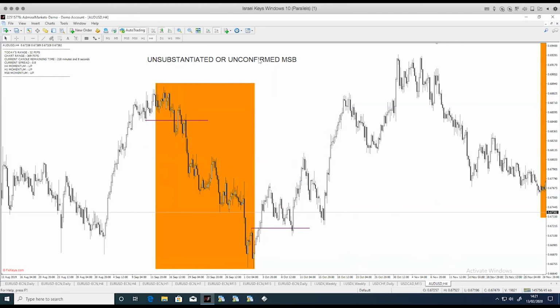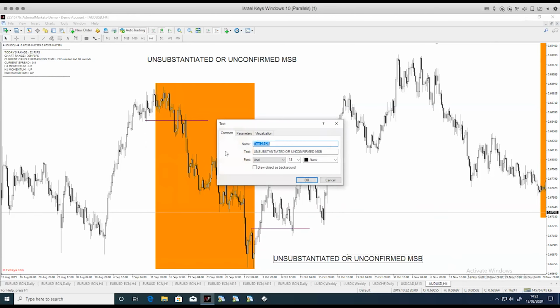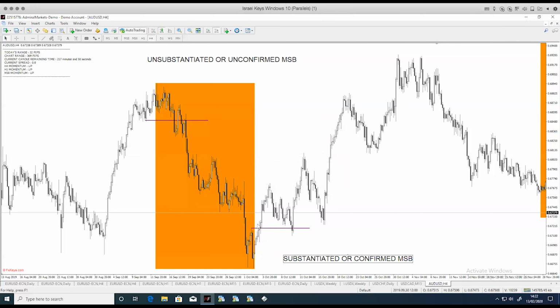Now, this here is an example of a substantiated or a confirmed market structure break. And it becomes substantiated or confirmed at the point where it forms a new form of market structure the other way. So that's a higher low, the higher high. It's confirmed or substantiated at the point at which it then makes a higher low. So it's giving you a higher high, it's giving you a higher low. At this point, we then expect the market to begin to rise.